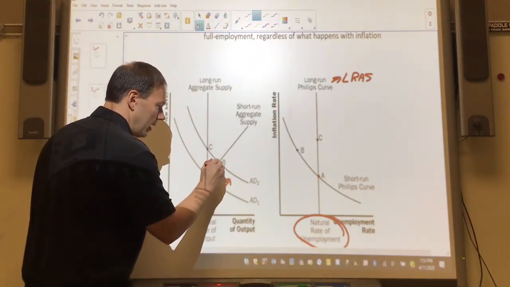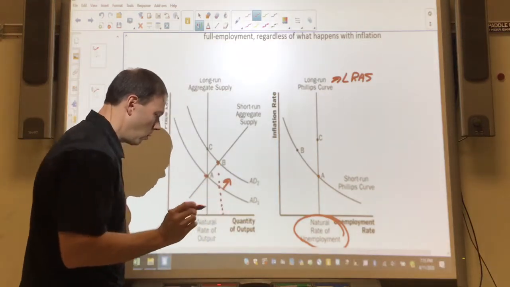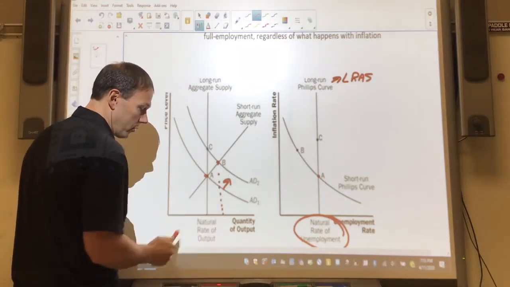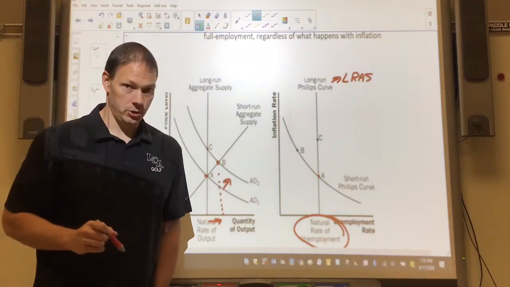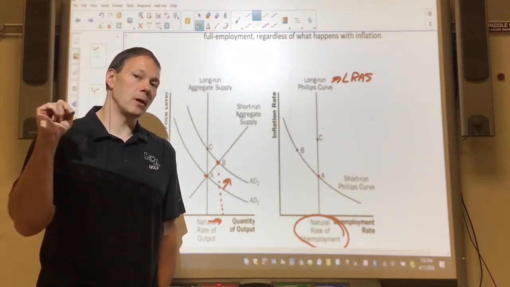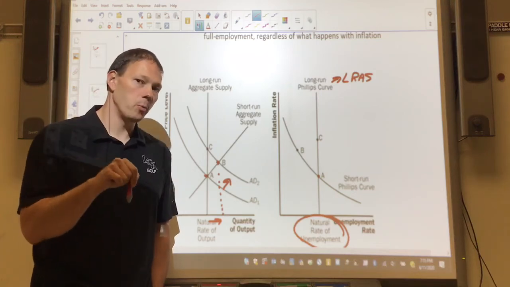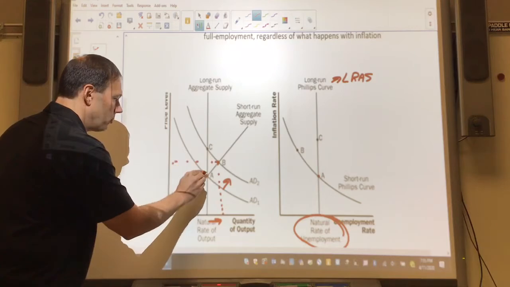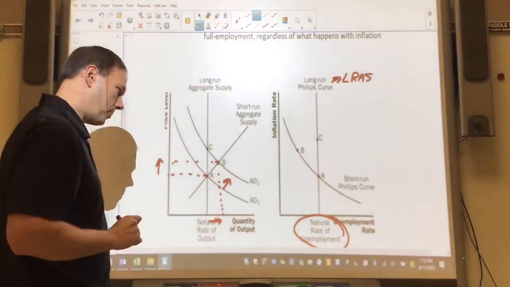moves us from point A to point B. Again, two things I want you to notice. Number one, what happens to unemployment? Well, we're making more things. We go into expansion. If we make more things, we need more workers. If we need more workers, unemployment goes down. Unemployment goes down because more people are working. We're in expansion. Notice, though, what happened to prices. From A to B, prices or inflation go up.